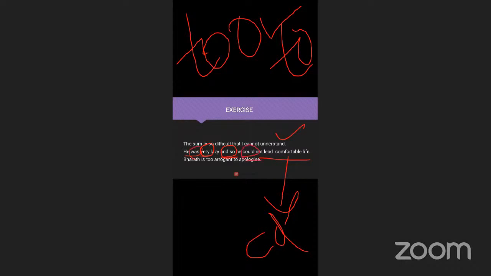Okay. Then Bharat is too arrogant to apologize. Present tense is, so cannot only will be used. Bharat is so arrogant that he cannot apologize. Okay. Then Bharat is very arrogant and so he cannot apologize.